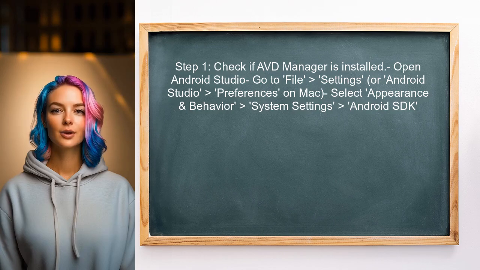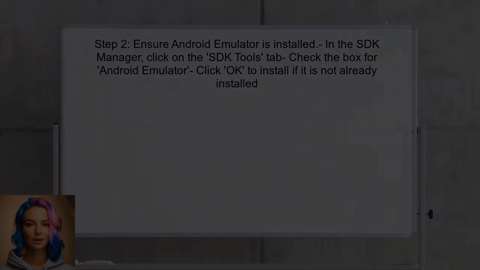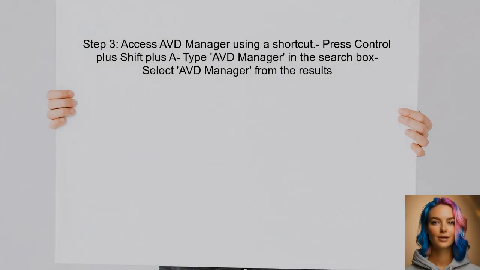To open the AVD Manager in Android Studio, the user should first check if the AVD Manager is installed. This can be done by navigating to the SDK Manager. Next, the user should ensure that the Android emulator is installed. In the SDK Manager, under the SDK Tools tab, they should look for the Android emulator option. After confirming the installation, the user can access the AVD Manager by using the keyboard shortcut.